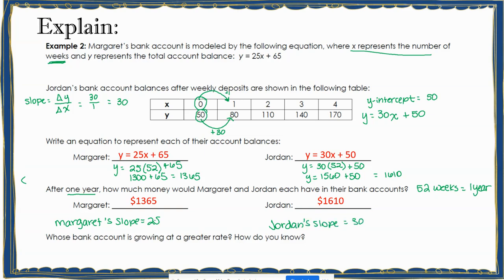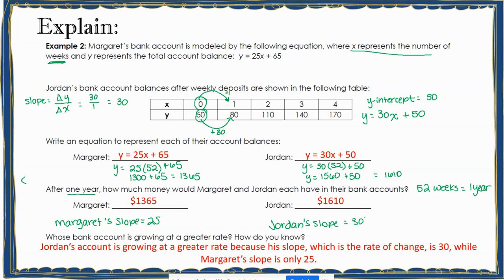Well, since Margaret's slope is smaller than Jordan's slope, I would say that Jordan's bank account is growing at a greater rate. So I'm going to say Jordan's account is growing at a greater rate because his slope, which is also called the rate of change, is 30, while Margaret's slope is only 25.